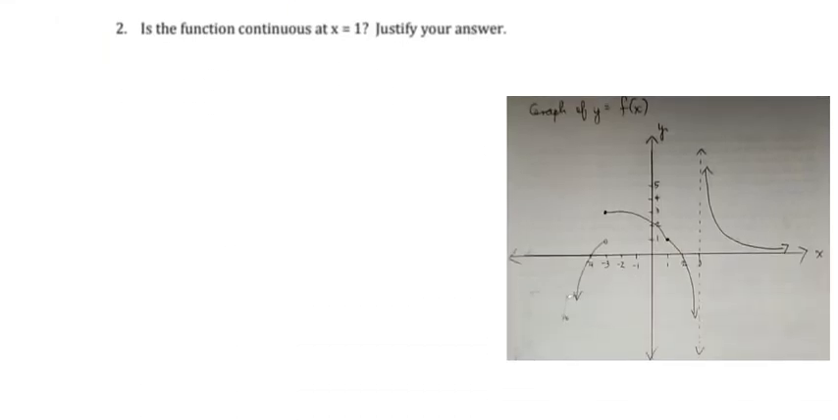Next one. Question number 2. Is the function continuous at x equals 1? We can see that if we take the limit on the left and the limit on the right, they have the same value, that's about number 1. It means left equals right equals number 1, so they are continuous.